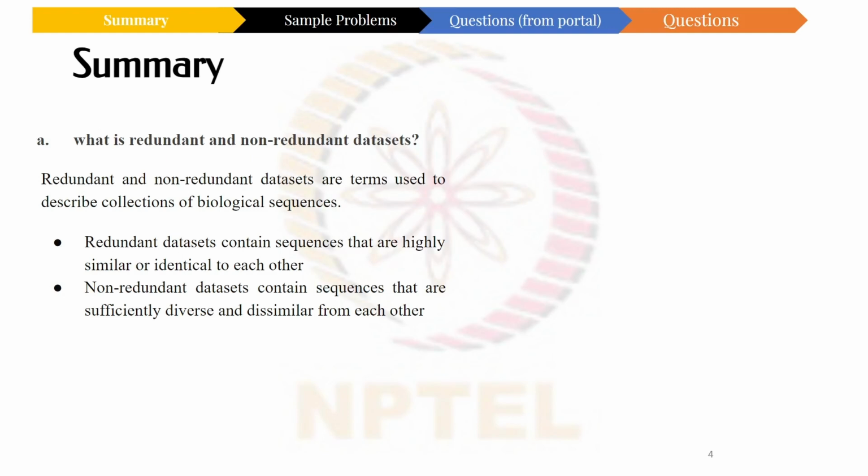Then comes the concept of non-redundant datasets, which contain sequences that are sufficiently diverse and dissimilar from each other. These datasets aim to represent a broad range of biological diversity while minimizing the redundancy to facilitate computational analysis such as sequence searches, alignments, and structural predictions. So, why do we need non-redundant datasets?